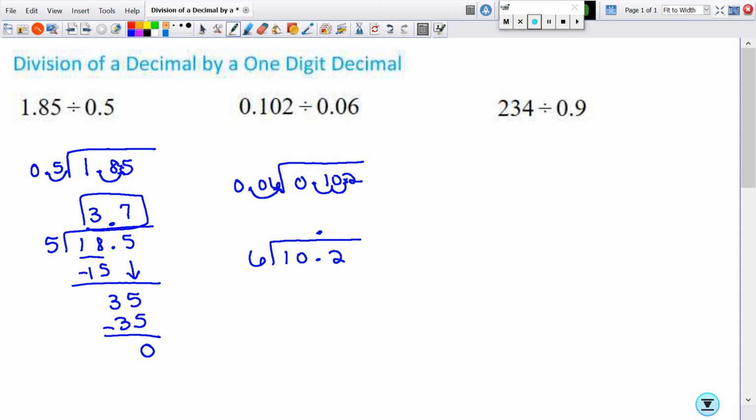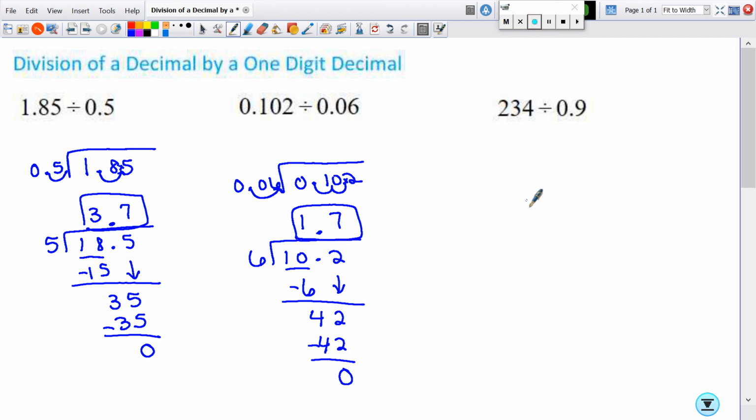Okay, bring up your decimal. 6 goes into 10 one time. 1 times 6 is 6. Subtract. 10 minus 6 is 4. Bring down the 2. 6 goes into 42 7 times. 7 times 6 is 42. Subtract. 42 take away 42 is 0. And when you get 0, you are finished. So 1.7 is the answer on that one.